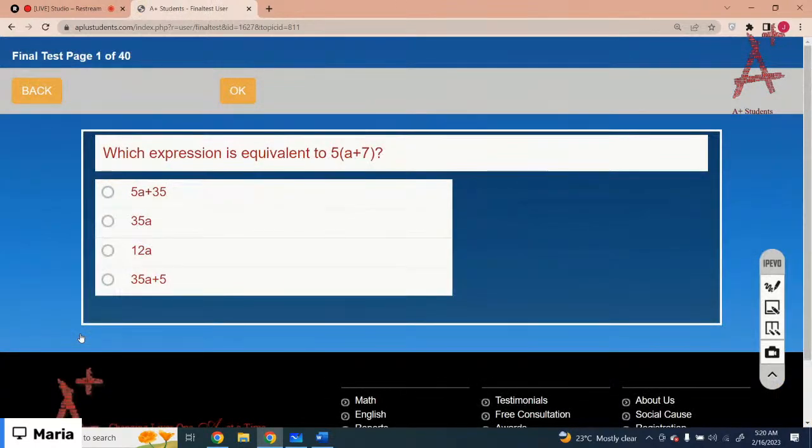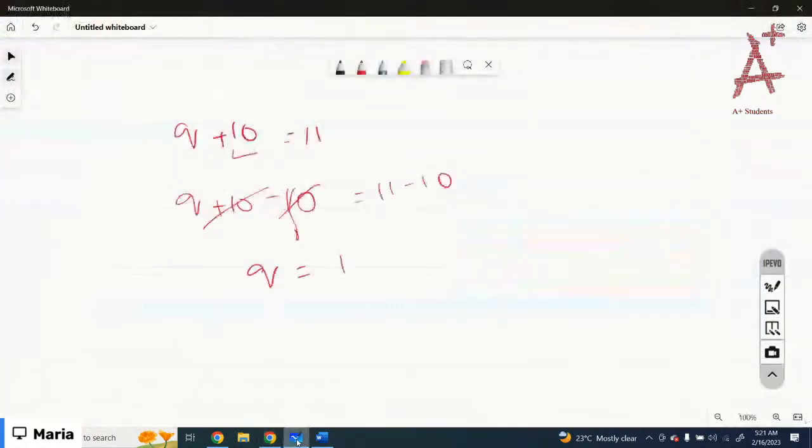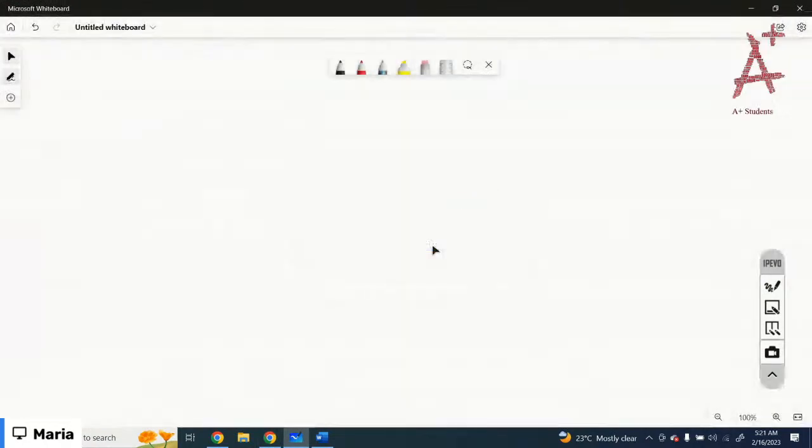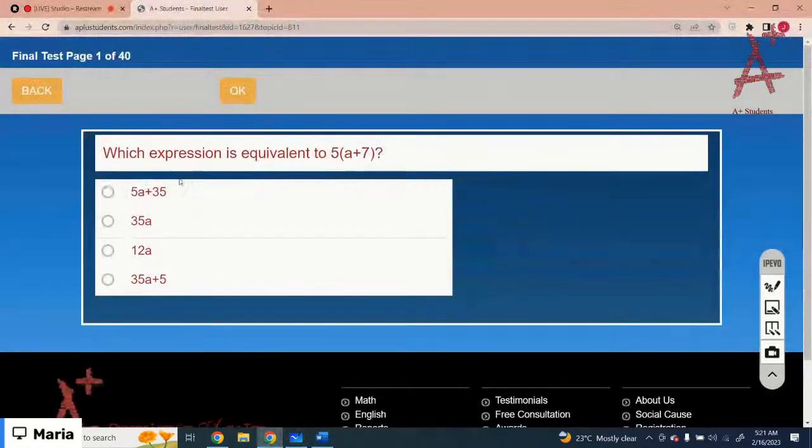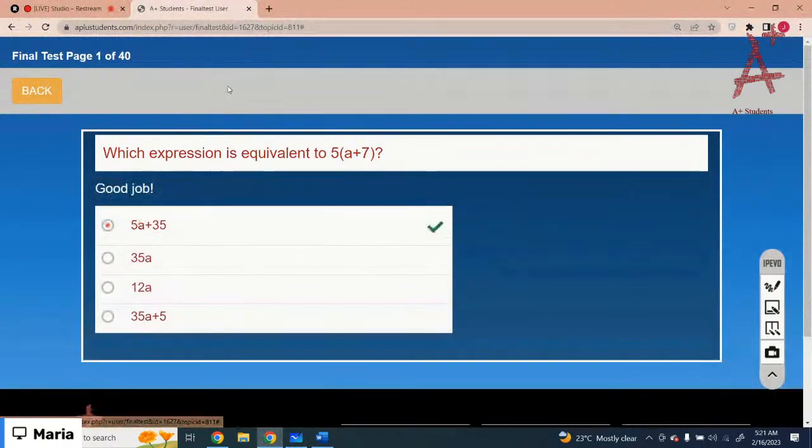Okay, which of the expressions is equivalent to 5 times a plus 7? So you have to calculate the expression that is equivalent. Got it? So you have to write them down in standard form. Let me just do it on board. 5 times a plus 7. So you have to do 5 times a, and 5 times 7 is 35. So in the standard form, that is equivalent to 5a plus 35. Got it? So the correct option is option number 1.